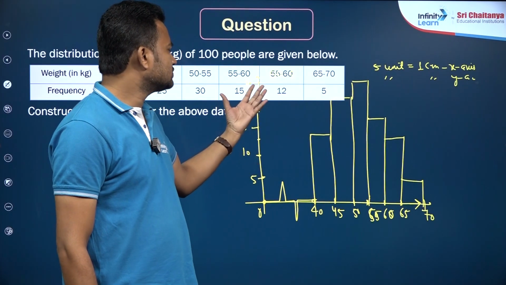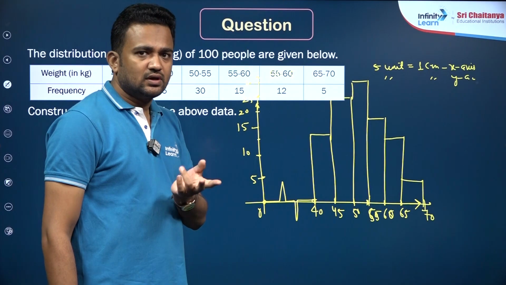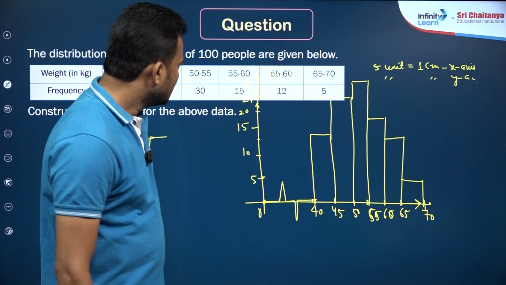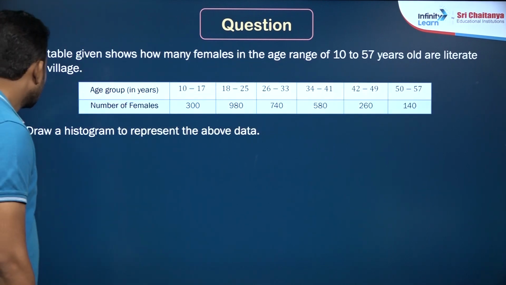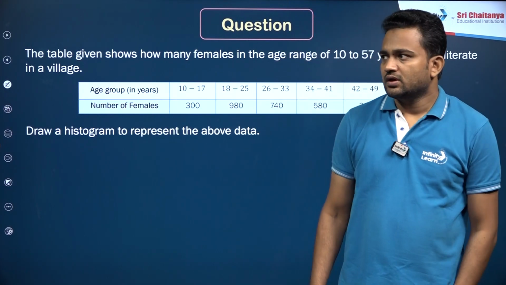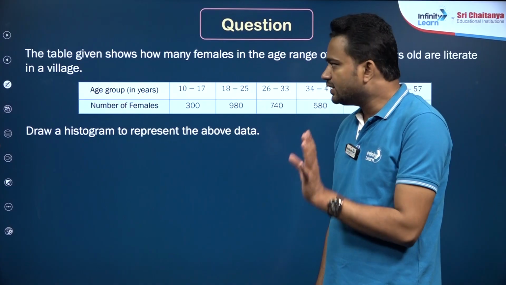We can directly draw the histogram because two conditions are satisfied over here. What are the two conditions? The class size should be same, that is uniform, and it should be in exclusive form. Let's take one more example. Draw the histogram to represent this data. See guys, so check the conditions. First of all, check whether it is in exclusive form or in inclusive form.